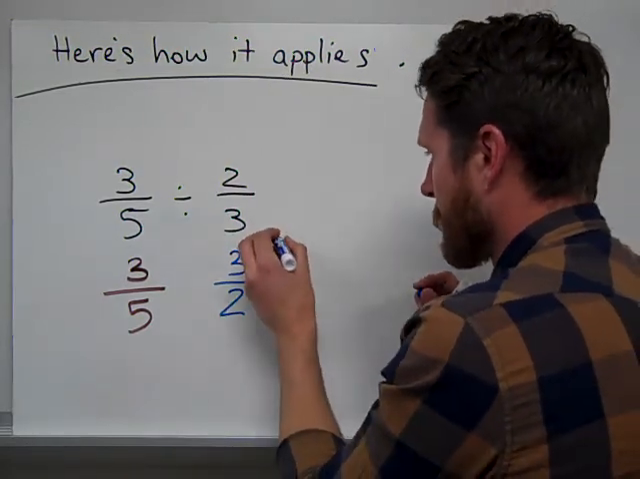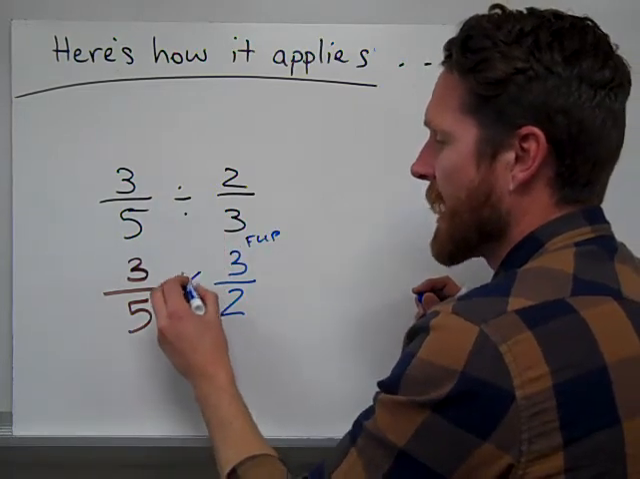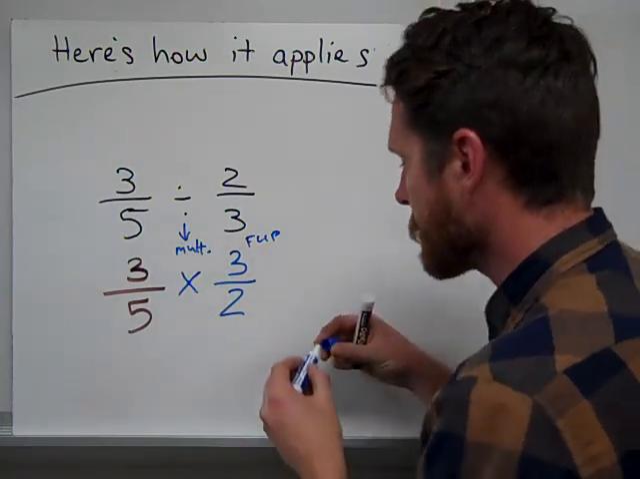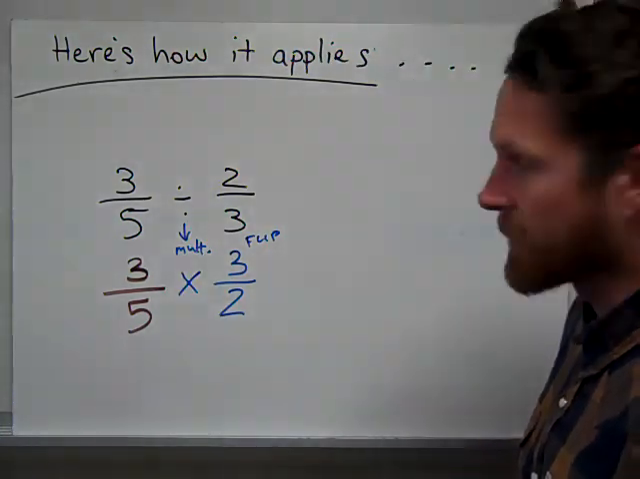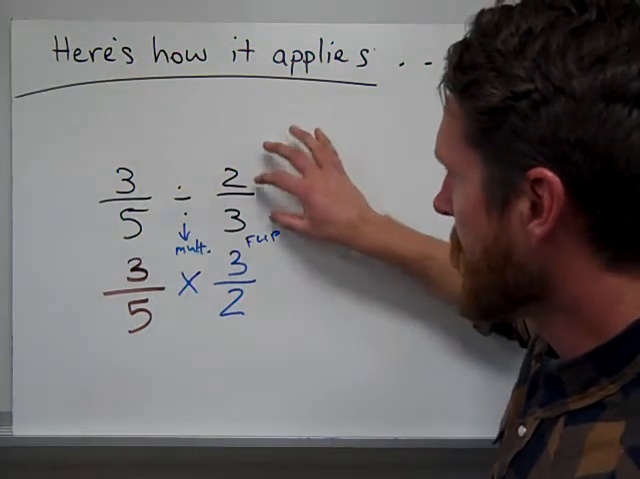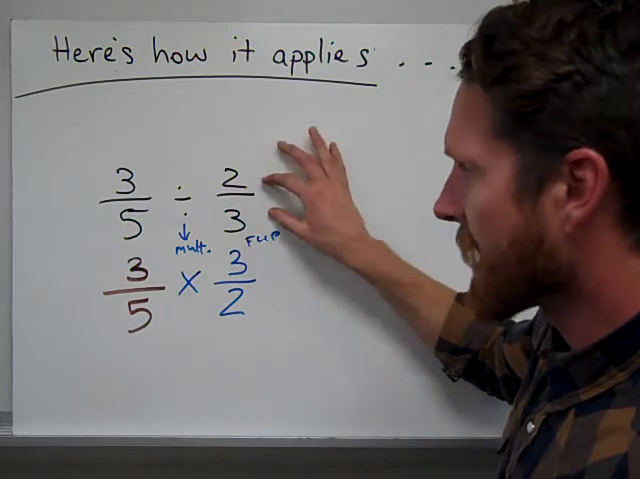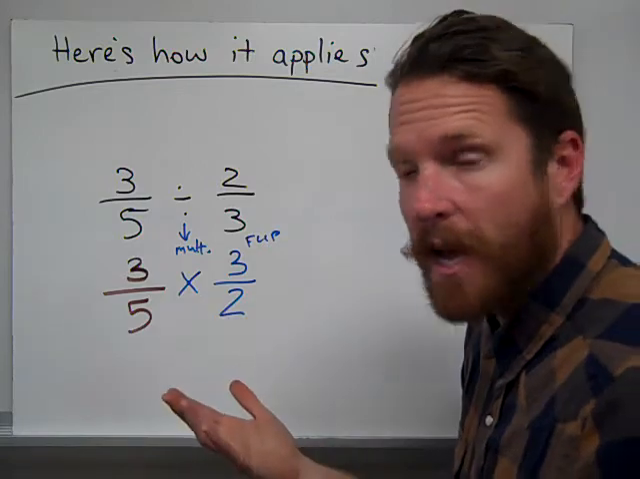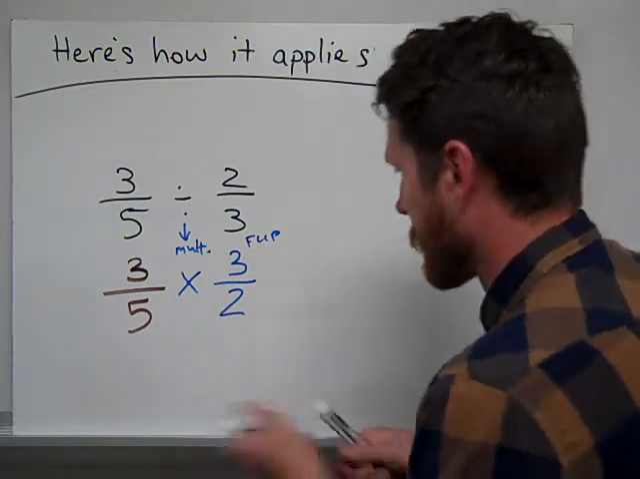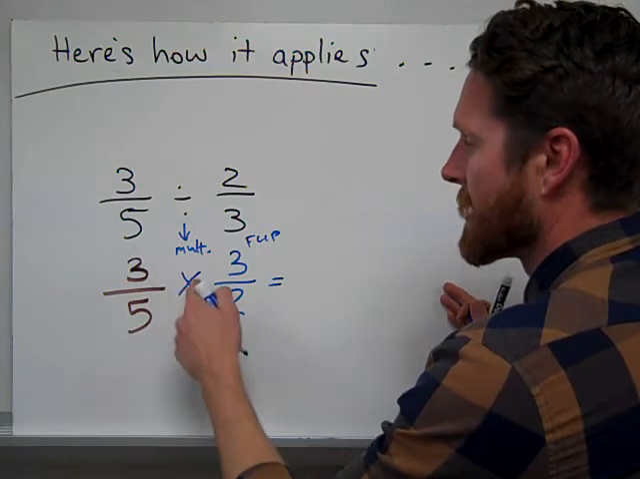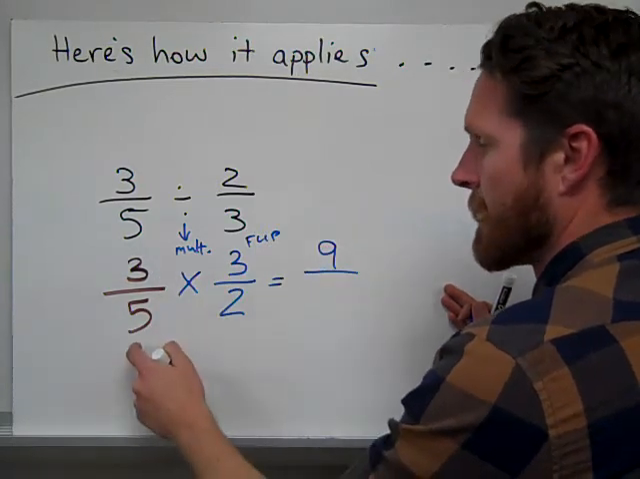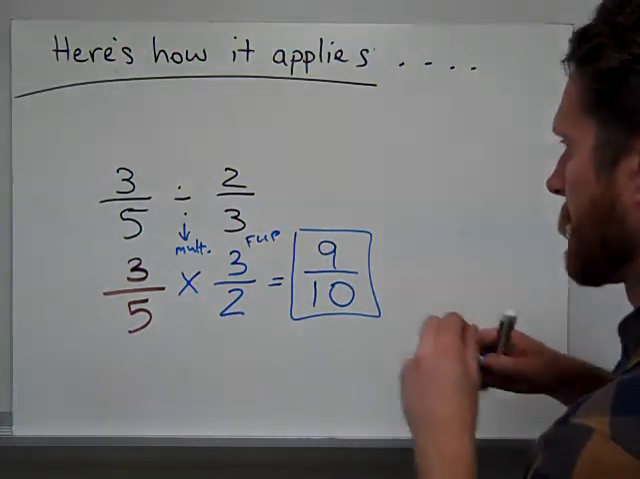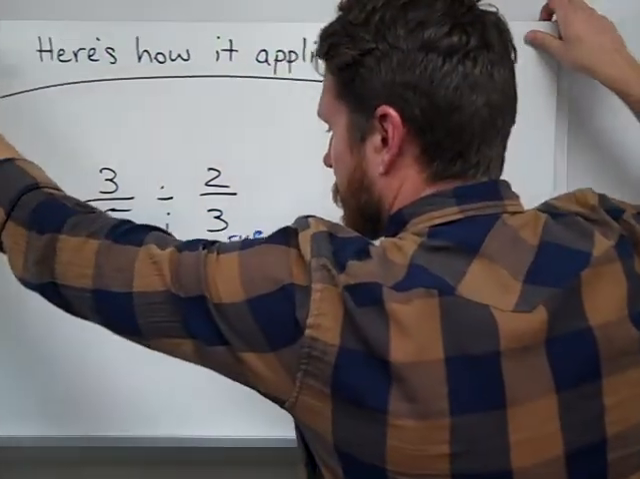And then the division sign changes to multiplication. Alright, so now 3/5 stays the same, the reciprocal of the second fraction, division turns into multiplication. And then you just multiply like we did in our first lesson. 3 times 3, 9. 5 times 2, 10. There's my answer, 9/10.